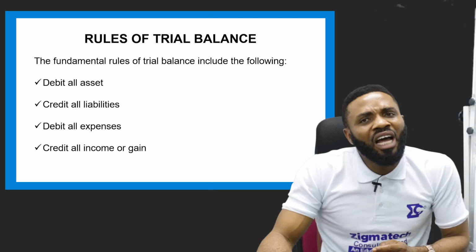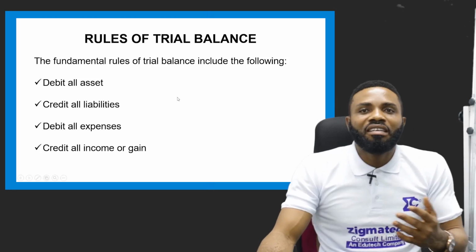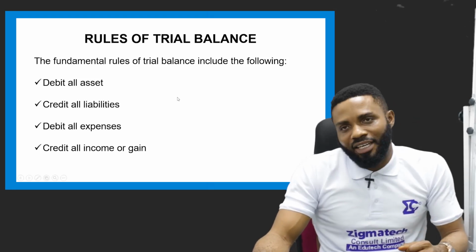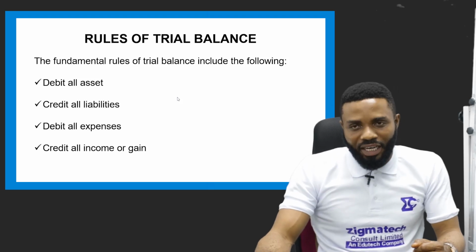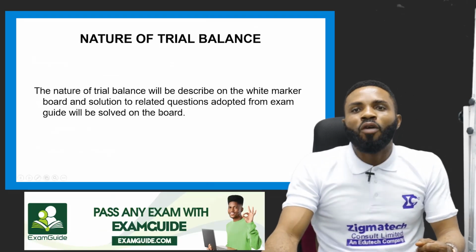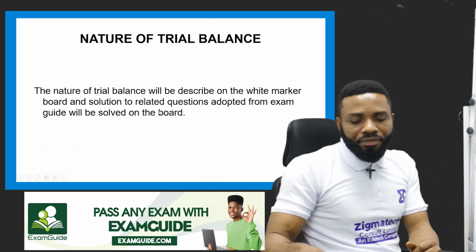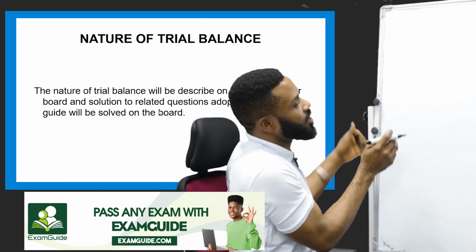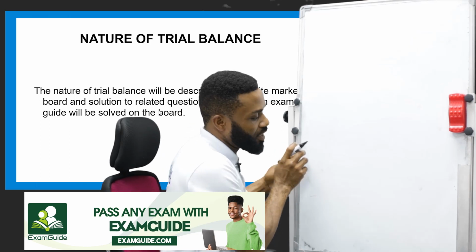Okay, so far we are looking. Now let's look at this rule. We said debit all assets. We said assets should be debited. Now before we really proceed, let me give a sketch of what a trial balance looks like.